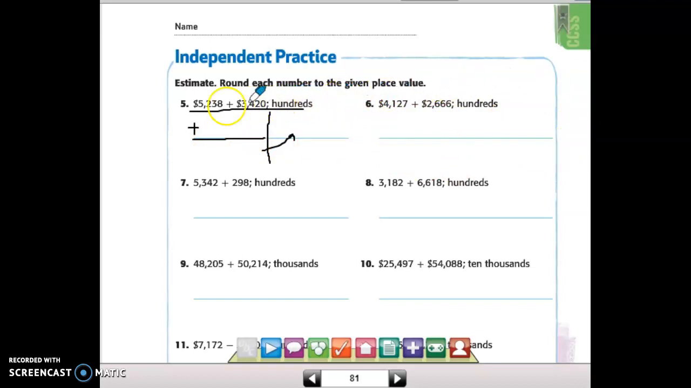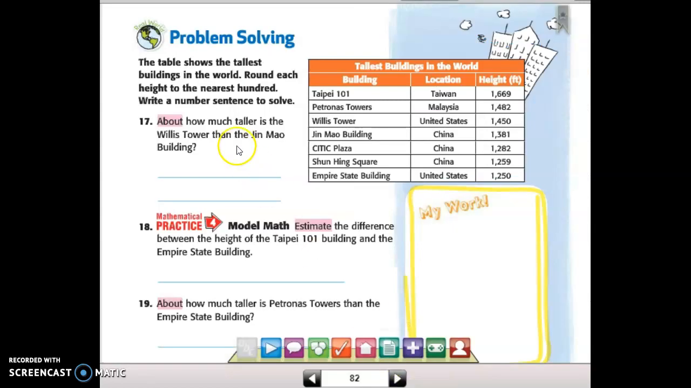Also, don't forget that you're not solving this whole thing. You are rounding, and you're practicing your rounding skills to get this accurate. Don't forget, get to those problem-solving questions on the last page. I highlighted for you just the keywords that remind you that you are rounding in order to solve these.